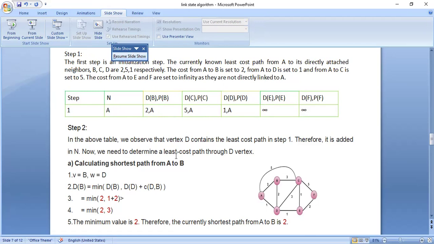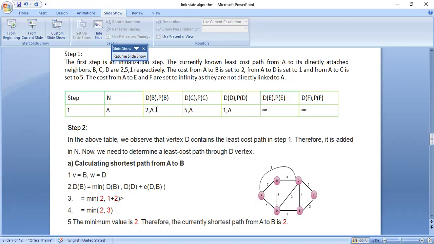So after step 1, we go to step 2. In step 2, we have to find out the updation part. That is, we have to find the least cost, the minimum weightage in this table. In step 1, D has the minimum weightage. So W becomes D, the node becomes D. We have to add D to the root node, the previous root node A. From this, D is added to A.